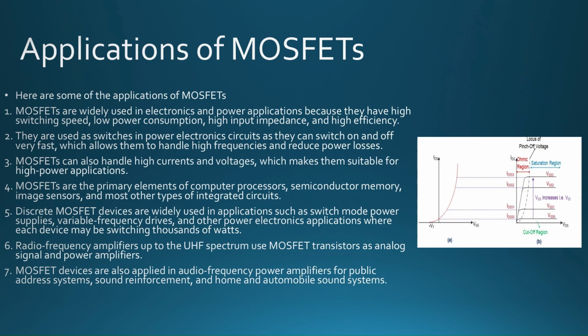Radio frequency amplifiers up to the UHF spectrum use MOSFET transistors as analog signal and power amplifiers. MOSFET devices are also applied in audio frequency power amplifiers for public address systems, sound reinforcement, and home and automobile sound systems.